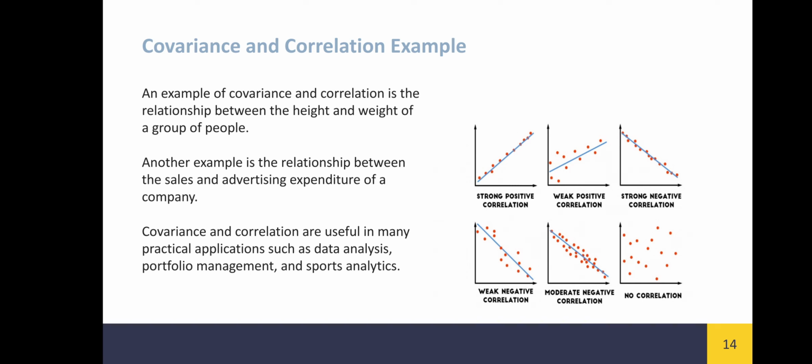Covariance and correlation example. An example of covariance and correlation is the relationship between height and weight of people. Another example is the relation between the sales and advertising expenditure of a company. Covariance and correlation are useful in many practical applications such as data analysis, portfolio management, and sports analytics. Here we can see different graphs between correlation.